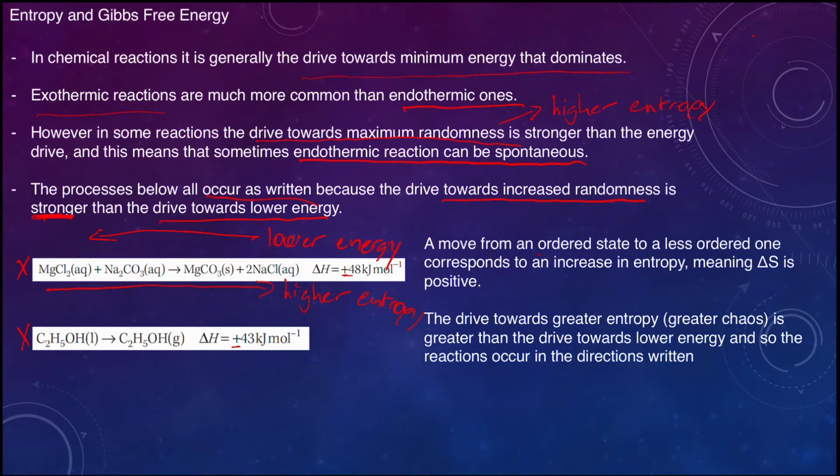So a move from an ordered state to a less ordered one corresponds to an increase in entropy, meaning delta S, or change in entropy, is positive. The drive towards greater entropy or greater chaos or randomness is greater in that case than the drive towards lower energy. So the reactions occur in the directions written, which is what we've just gone through here. This drive towards higher entropy from left to right through this equation is stronger than the drive towards lower energy from right to left if we reverse this and it was an exothermic reaction.